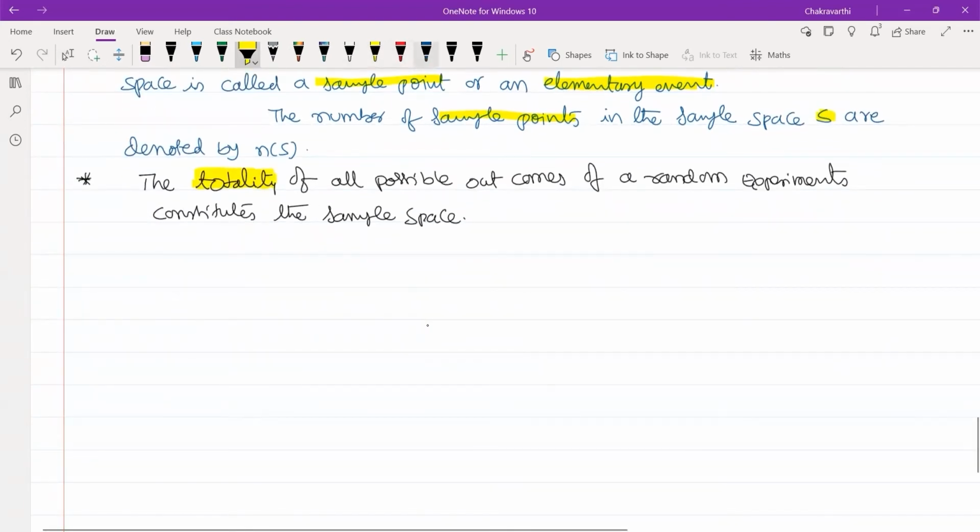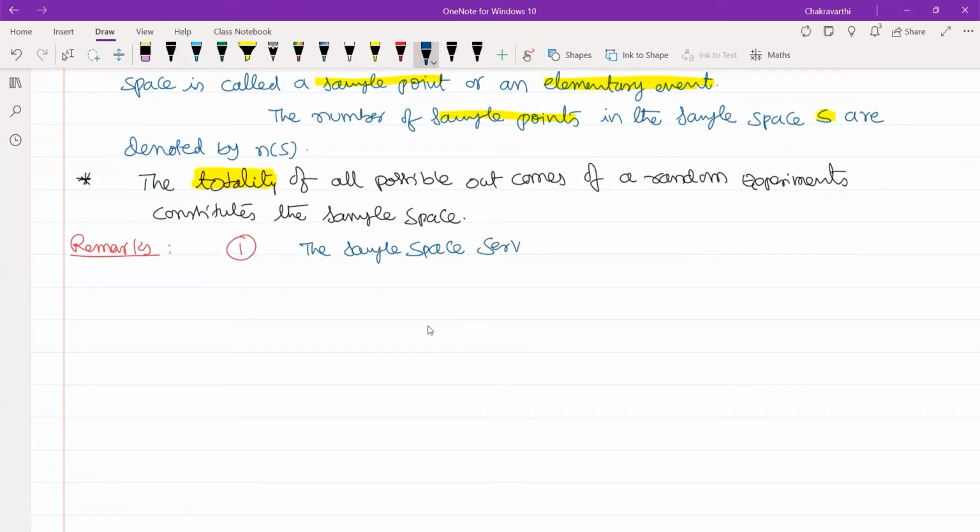Remarks. Some important remarks are there. First remark: the sample space serves as the universal set for all the questions concerned with the experiment.